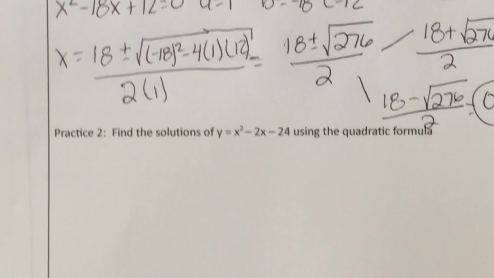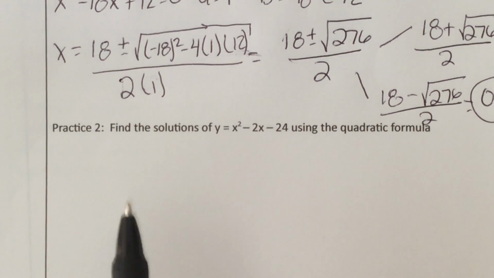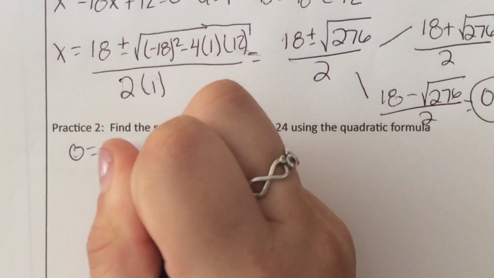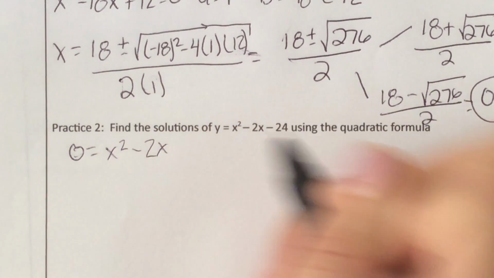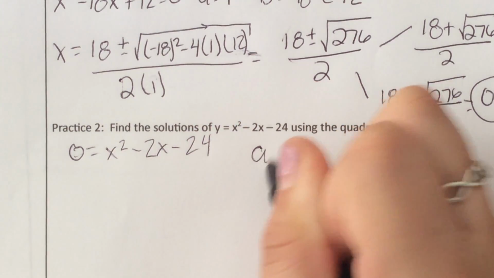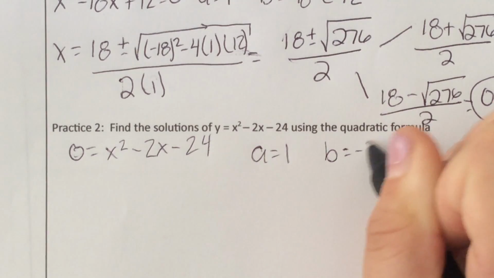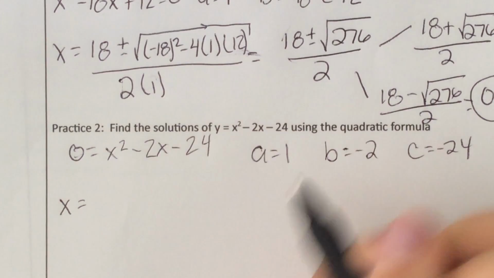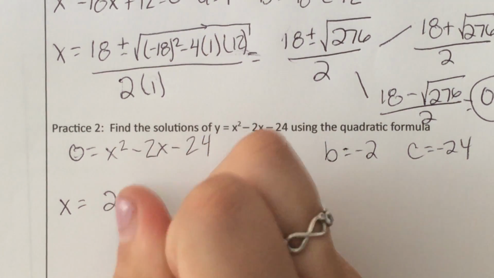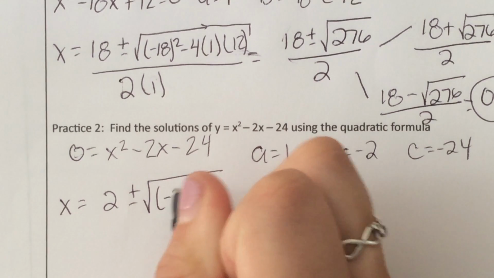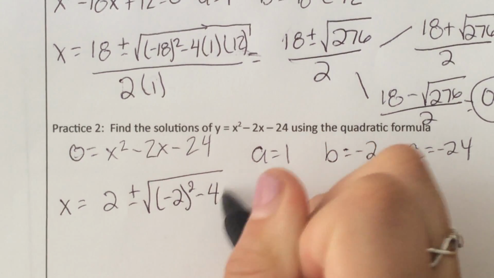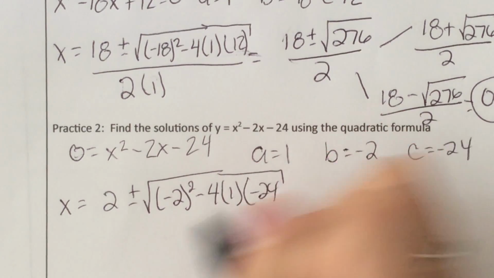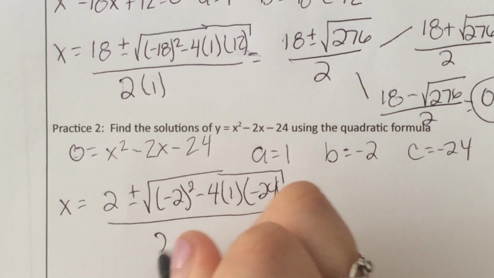And then practice 2 is already in the form that we want it to be, of y equals that. So we just set it equal to 0. So 0 equals x squared minus 2x minus 24. A is 1. B is negative 2. C is negative 24. So once again, you just plug it in. 2 plus or minus the square root of negative 2 squared minus 4 times 1 times negative 24, all over 2 times 1.